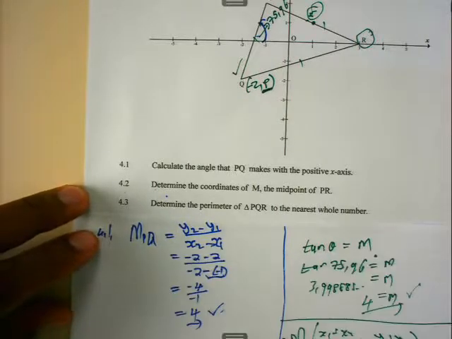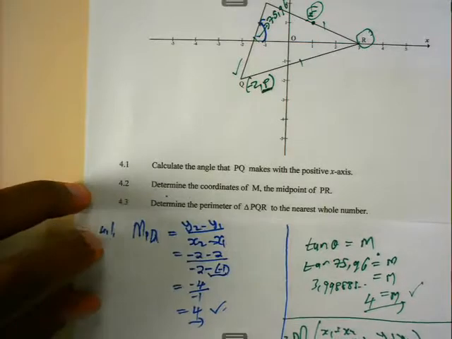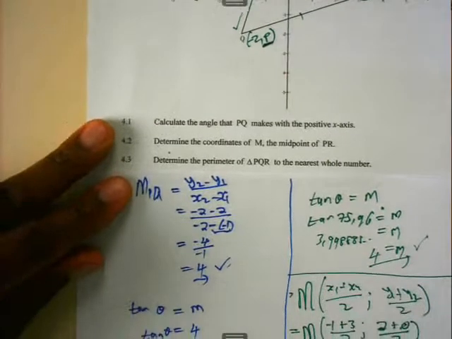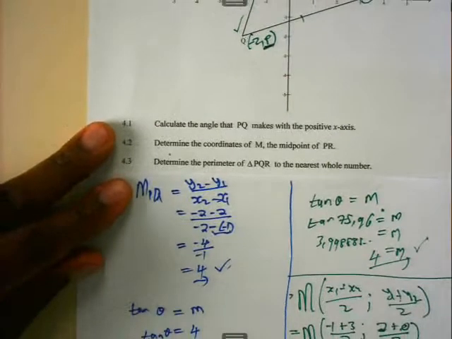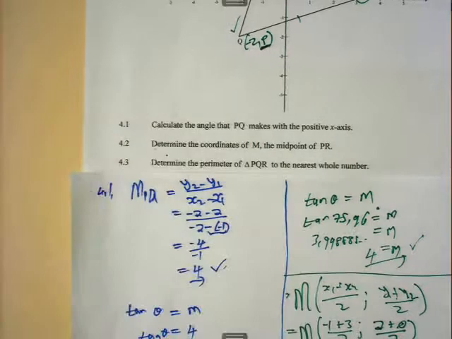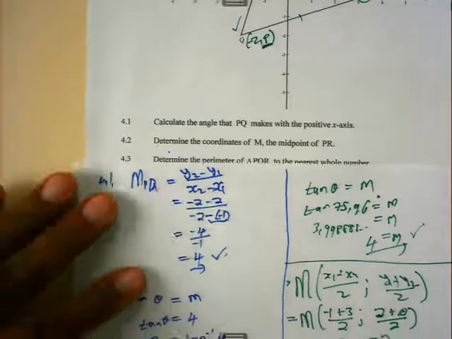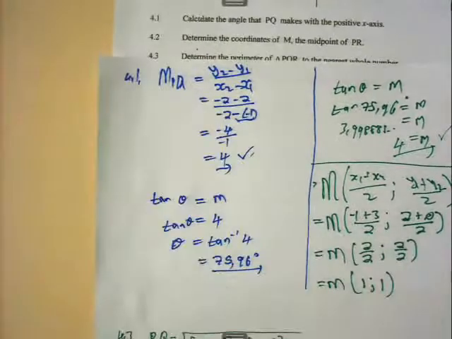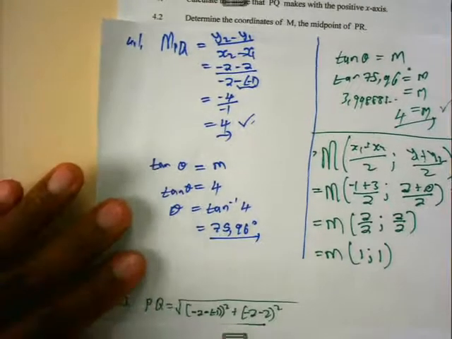Right, thank you, boys and girls. I believe now you are done with the question. Determine the perimeter of triangle PQR to the nearest whole number. Right, now let us see. Since you are going to use the distance formula, we can start with PQ.